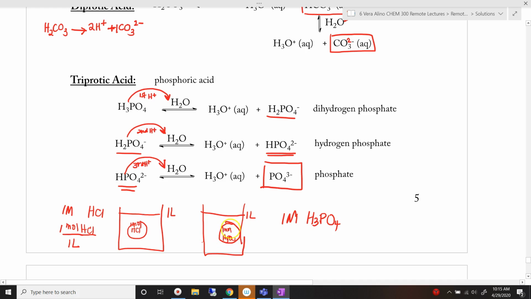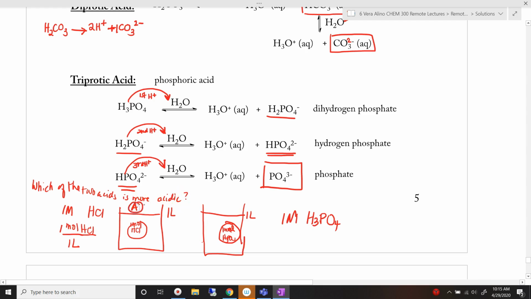Okay. All right. So now the question is this. Since phosphoric acid is triprotic and HCl is monoprotic, does that imply or does that mean that phosphoric acid is more acidic than HCl? So the question would be pretty much which of the 2 acids is more acidic?